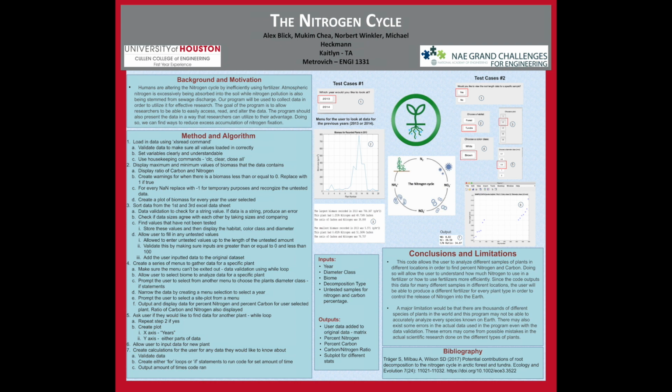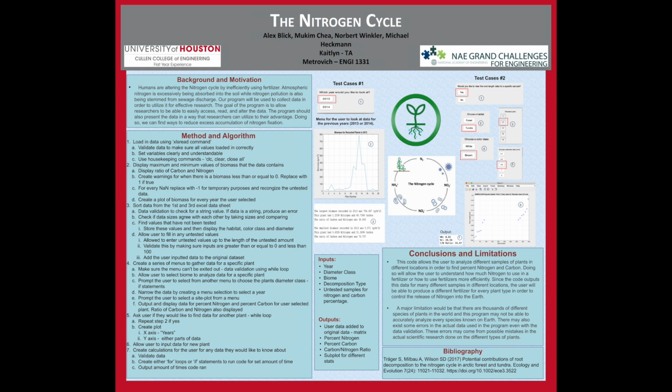This code allows the user to analyze different samples of plants in different locations in order to find percent nitrogen and carbon. Doing so will allow the user to understand how much nitrogen to use in a fertilizer or how to use fertilizers more efficiently. Since the code outputs this data for many different samples in different locations, the user will be able to produce a different fertilizer for every plant type in order to control the release of nitrogen into the earth.